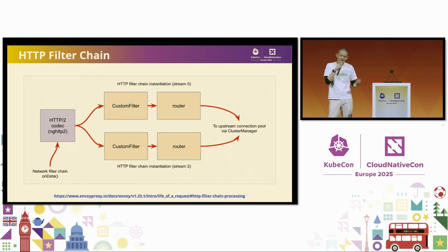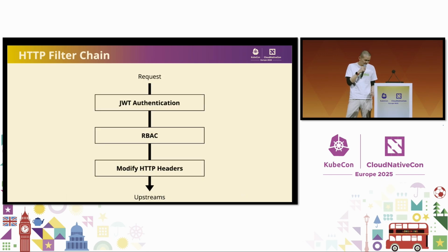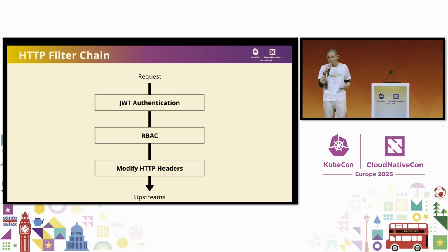Envoy handles HTTP requests in a filter chain manner. For each request, Envoy handles the request through the filter chain. For example, we have a JWT authentication filter provided by Envoy itself, and we also have an RBAC filter for some kind of access control. Or we can have some kind of HTTP filters for modifications.